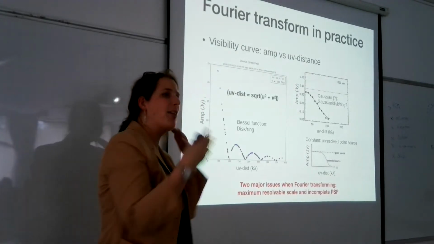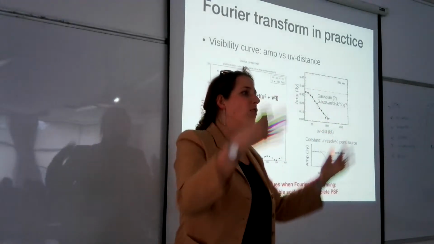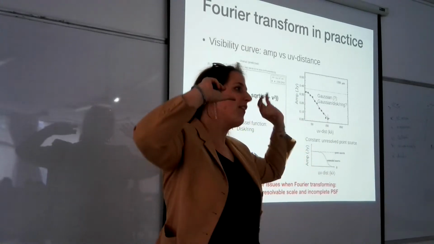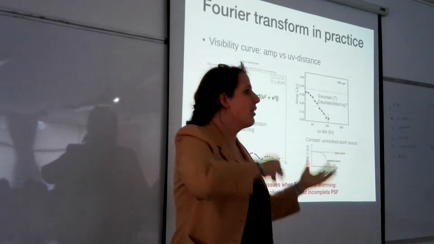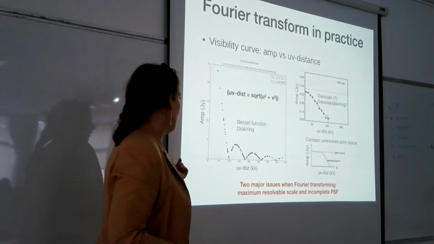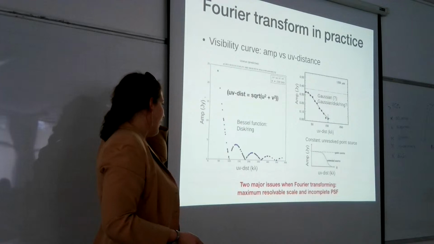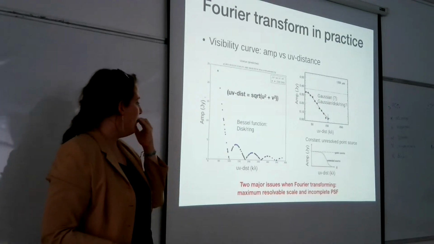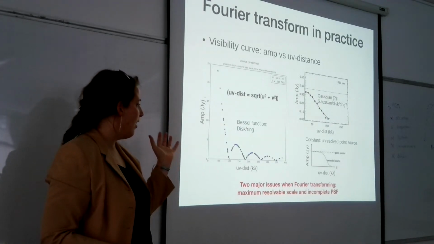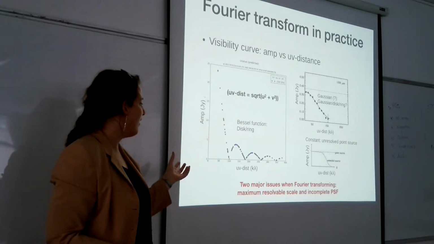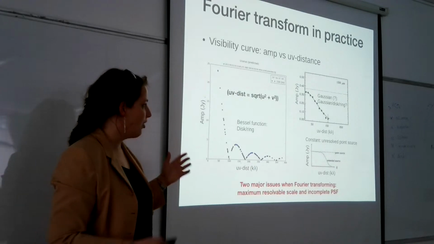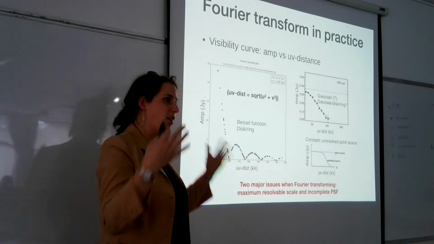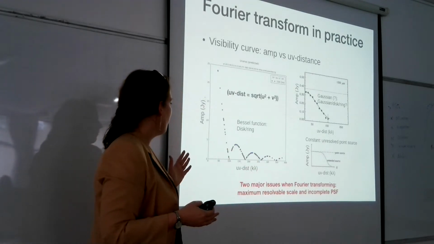So hopefully this gives you a bit of an idea of how to look at a visibility curve. What does that mean? This is the Fourier space. What does that mean for your image? Two of the major issues when Fourier transforming a visibility are the maximum resolvable scale, just the maximum scale that is covered by your data.